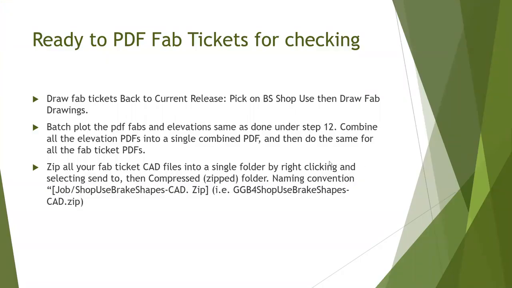Once all your updates have been done, make sure to draw FAP tickets back to your current release. In this, pick BS shop use and then draw FAP drawings. Make sure to batch plot the PDF FAPs and elevation, same as done under step 12 for the Swiss, or previously discussed in the other video. Combine all the elevation PDFs into a single combined PDF and then do the same for all the FAP tickets PDF. Remember to save all your FAP tickets CAD files into a single folder by right clicking and selecting Send to, then compressed or zipped folder.